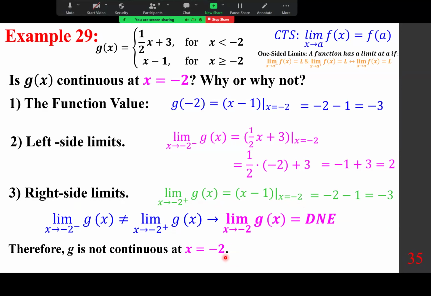What I want you to notice is that these two numbers are the same. What it means is the following. G of x is continuous at x equals -2 from the right. Because the functional value and the right side limit are equal, this is what we say. Needless to say, this doesn't change. It is still discontinuous at -2. However, you can say it's continuous from the right.